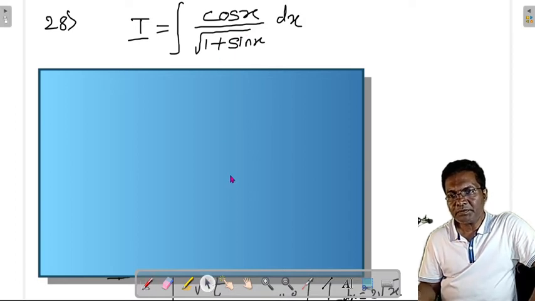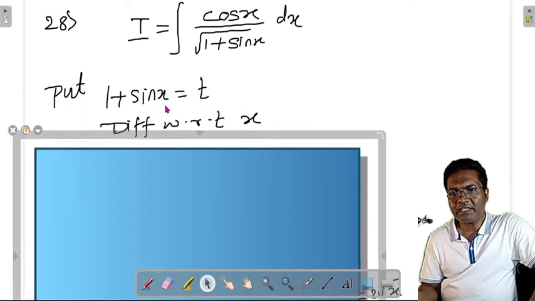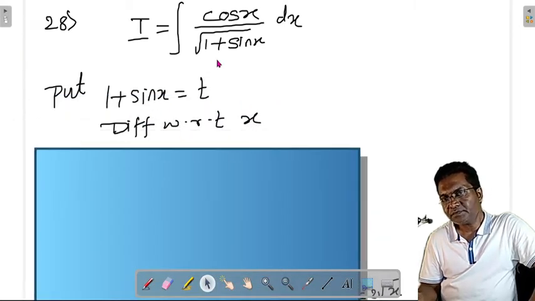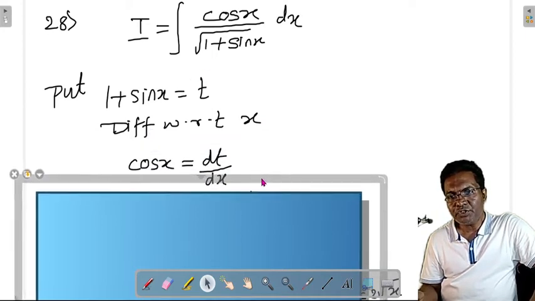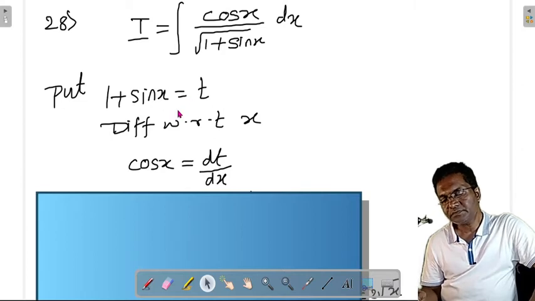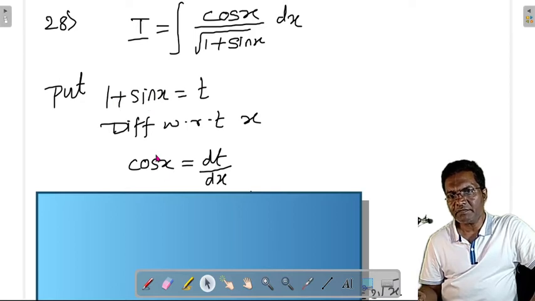So substitute. Put 1 plus sin x as t, and differentiate with respect to x. You will get this. If you substitute 1 plus sin x is t and differentiate, you will get the derivative of sin x is cos x, derivative of 1 is 0, dt by dx.